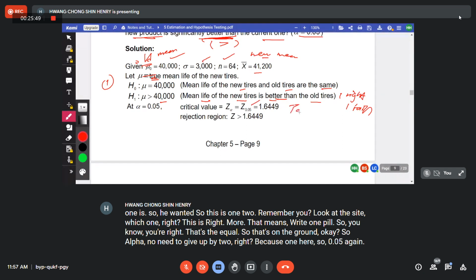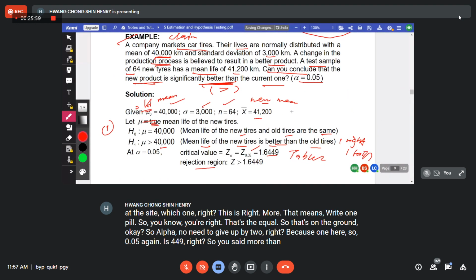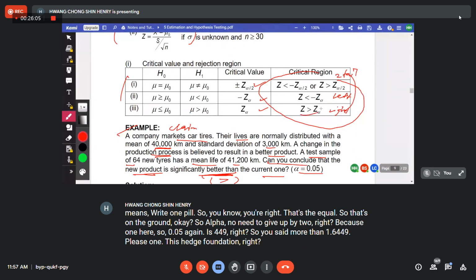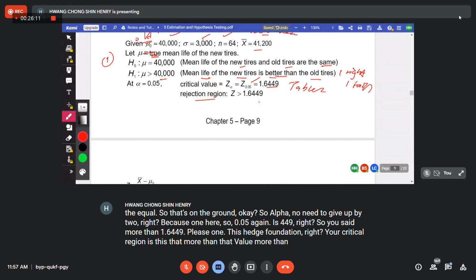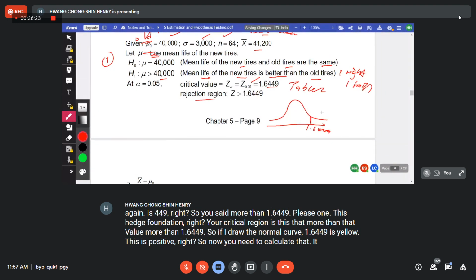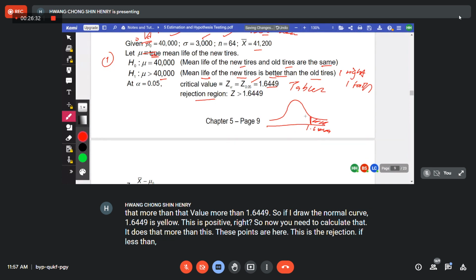So what's your Z alpha? 0.05. Again, table 2, 1.6449, right? So your rejection region is if Z is more than 1.6449. See this one? This H1, H0, right? Your critical region is Z more than Z alpha, Z value more than 1.6449. So if I draw the normal curve, 1.6449 is here. This is positive, right? So now you need to calculate your Z. If the Z is more than this one, it falls inside here. This is the rejection. If less than that, it falls inside here, do not reject.